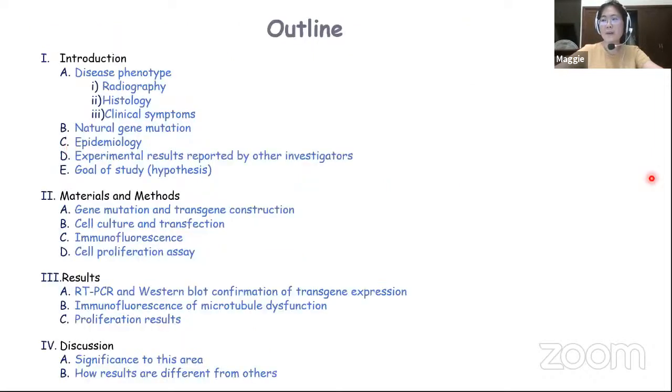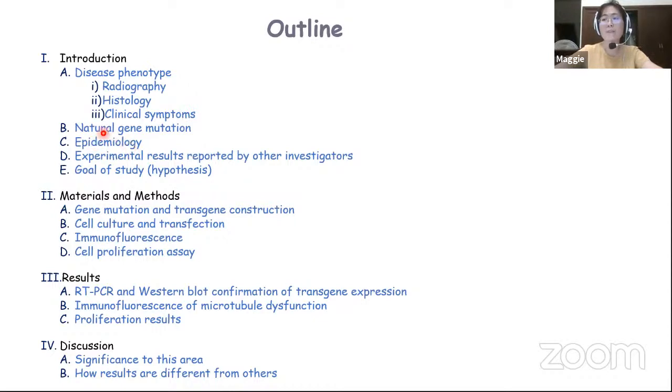And the last one, maybe the most commonly used by most students, is writing the outline. Here you can list all the ideas as shown in the manuscript, usually including the introduction, materials and methods, and results and discussion. For the introduction, you can talk about the basic background for your topic. For example, you can talk about the disease phenotype, show the radiography and the histology and clinical symptoms. And it's about the natural gene mutation.